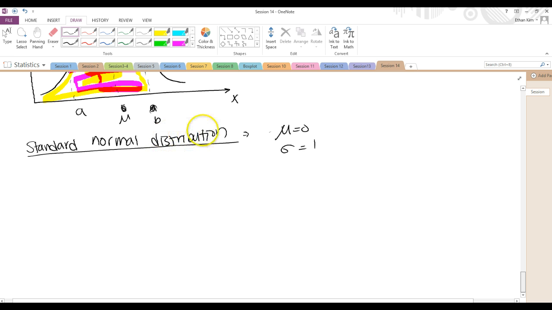Although other things might vary, we are going to do some algebra to change this, and this is notated like this. To standardize everything, we use something called the z-score, and the formula for the z-score is the following. It's always x minus mu over sigma.